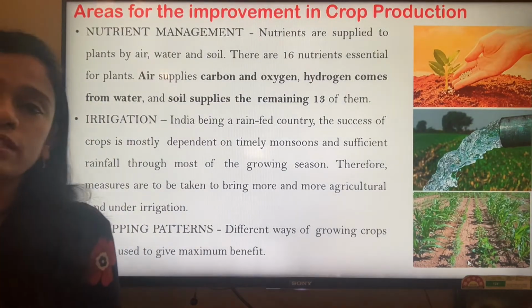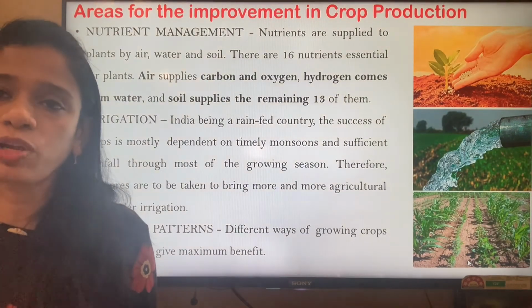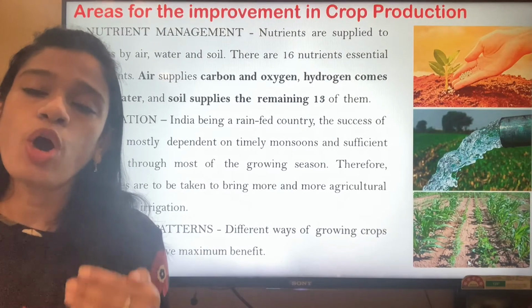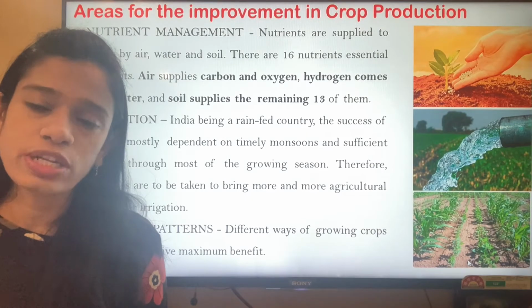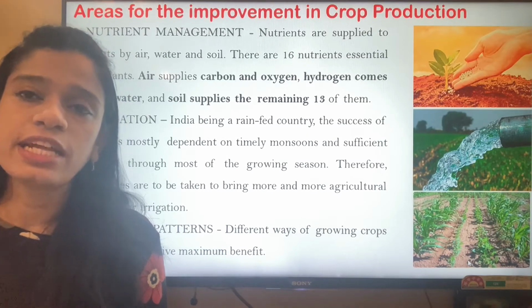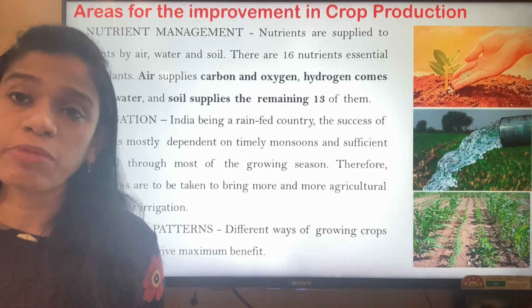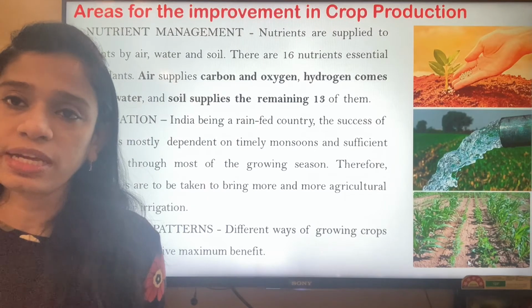And finally is the cropping pattern. That is the different ways crops can be grown, and that has to be kept in mind when a farmer takes a piece of land up for cultivation. That is the cropping pattern. The crops which are being sown have to be kept in mind. How long they take for maturity also has to be taken into account.